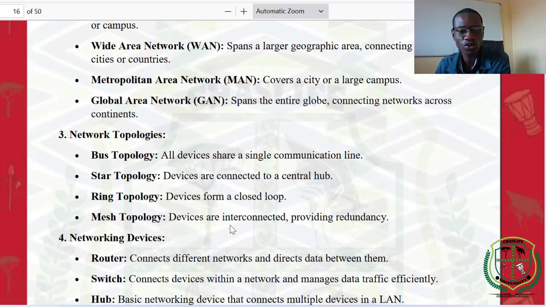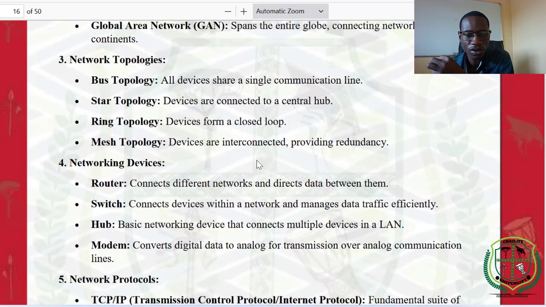Then lastly, there's what we call a mesh topology. A mesh topology looks confusing. There are different loops interconnected, providing redundancy. The devices are interconnected and cables pass through each other. You can also Google this and check out how it looks.